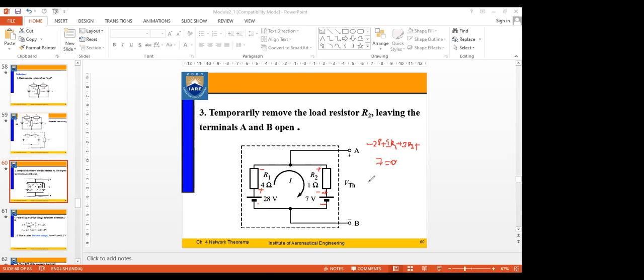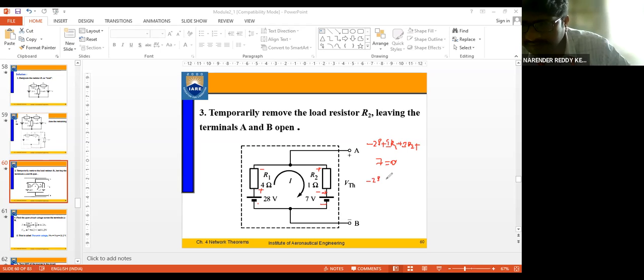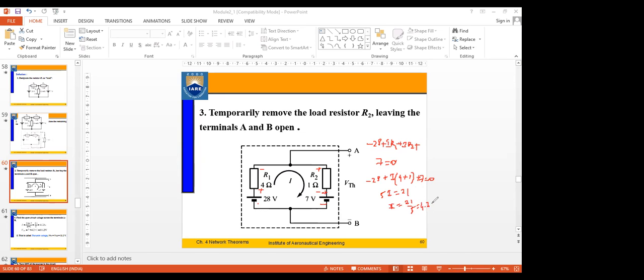Yes, sir. So what's the value I have here? Minus 28 plus I is common for both. The value of R1 is 4. What's the value of R2? 1, plus 7 is equal to 0. So 28 minus 7, you get 21. I send it to the other side, so 5I is equal to 21. Is that okay? So I is equal to 21 by 5, which is 4.2. Is the current okay?